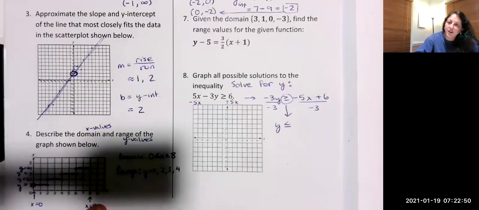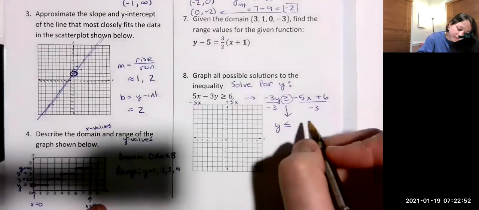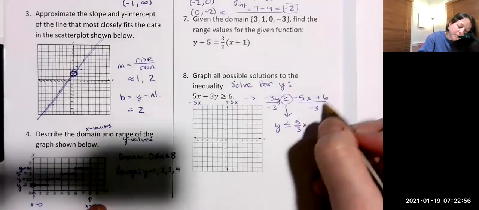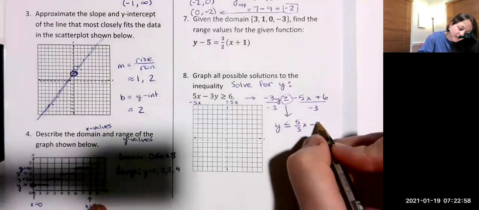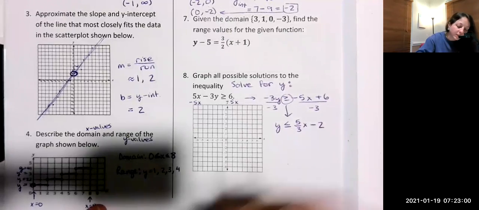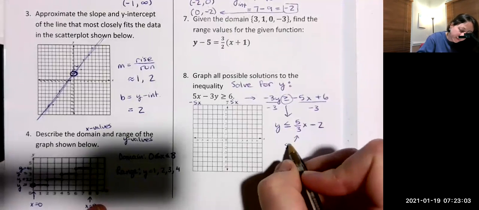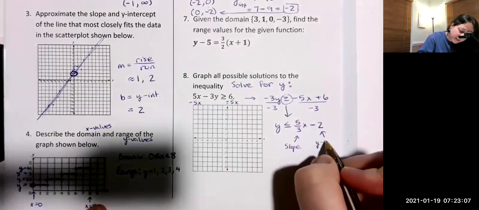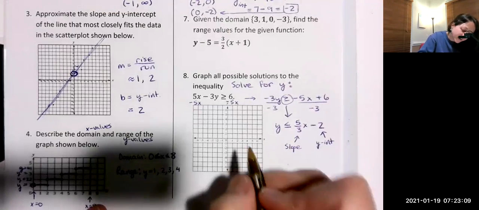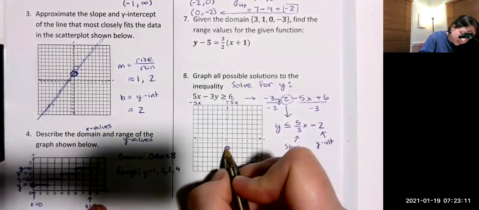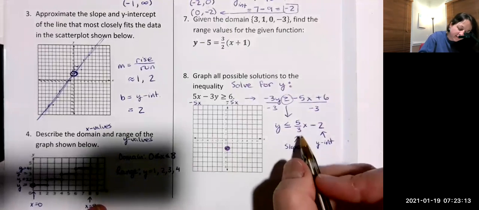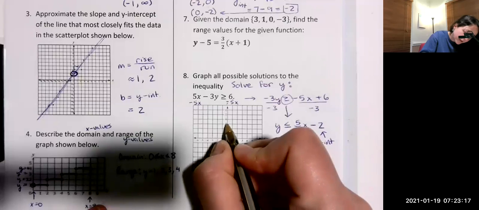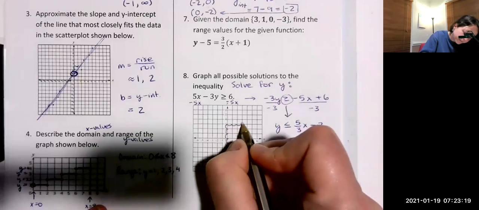Now we're just going to finish the other side. Negative over a negative is positive, so positive 5/3 x. Positive over a negative is negative, so -2. So here's my slope. Here's my y-intercept. So I find -2, I put a dot, and then I count up 5 and over 3. 1, 2, 3, 4, 5, 1, 2, 3.